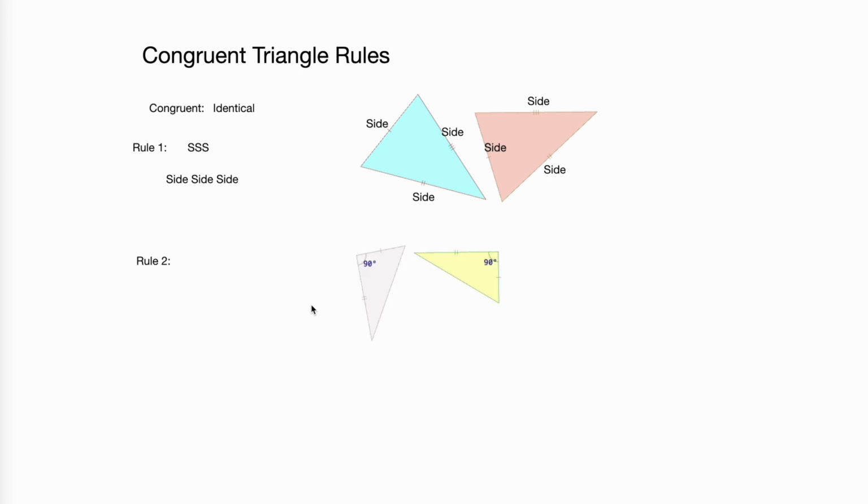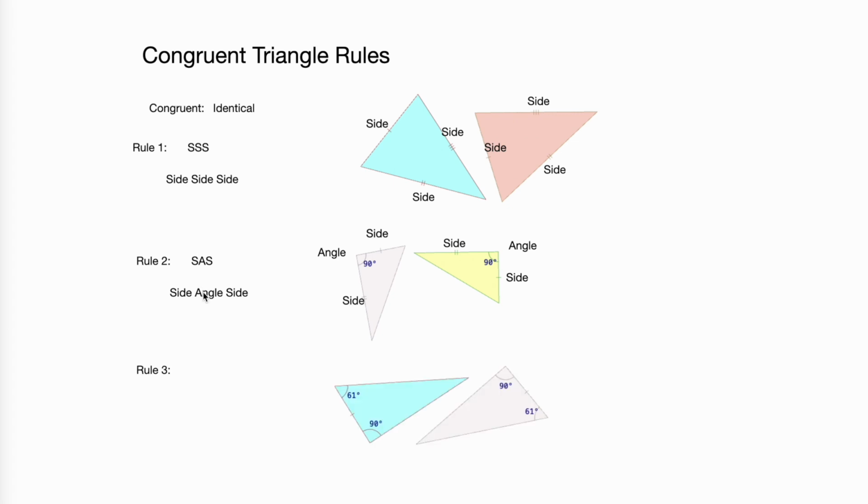Rule number two, if we have something like this, notice that I've got two sides and the angles between the two sides are congruent. It's called side angle side. If this side is congruent to that side, and the angle is congruent to that angle, and the last side, this side is congruent to this side, and notice the angle is between them in both cases, then it's side angle side.